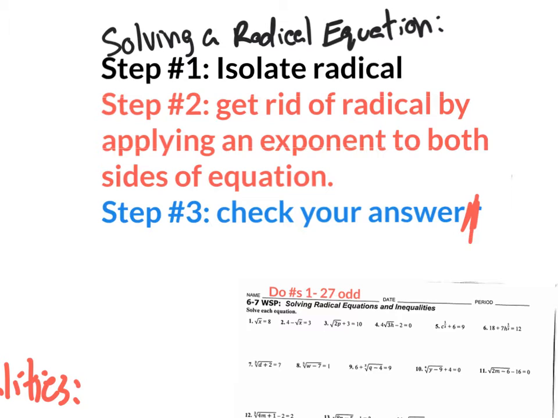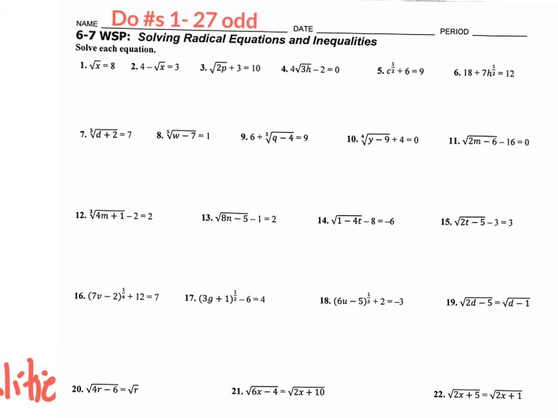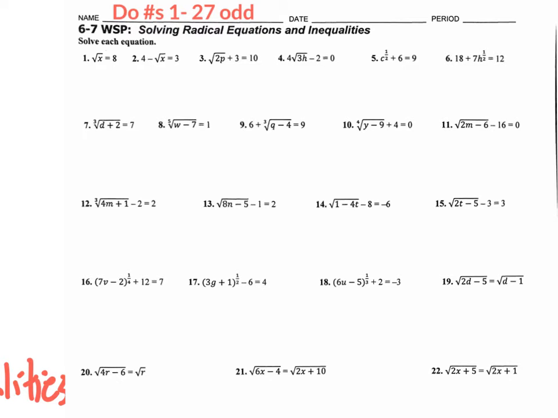If you have a cube root, you're going to have to get rid of the cube root by applying the power of 3. If you have a fifth root, you're going to have to get rid of the fifth root by applying the power of 5. So whatever radical you have, whether it's square root, third root, whatever type of root, you apply that exponent to get rid of that root, and you do it to both sides. And of course, step 3 is check your answer.